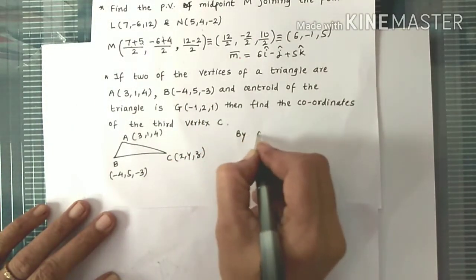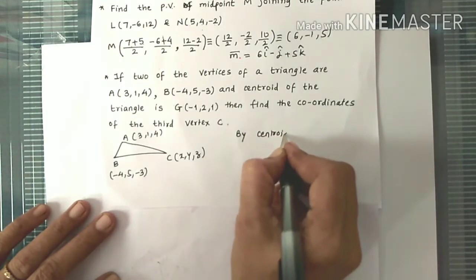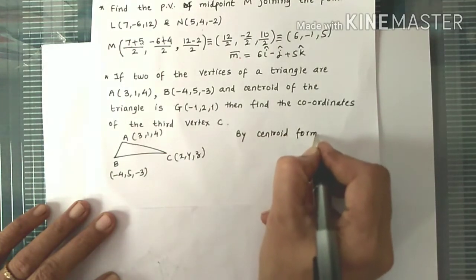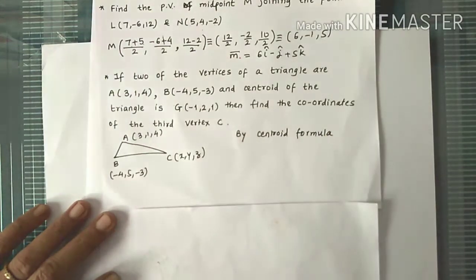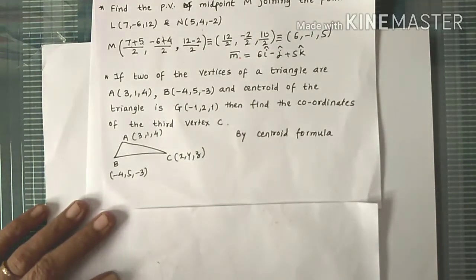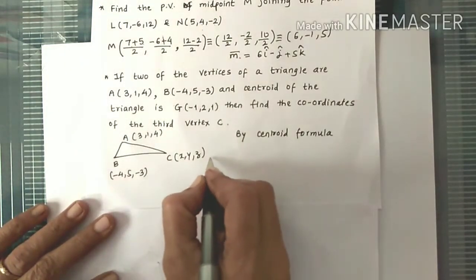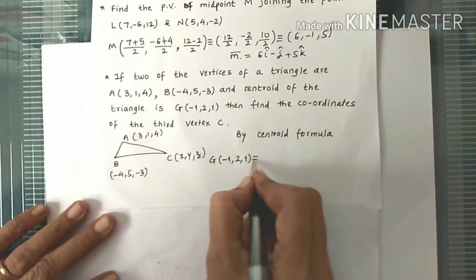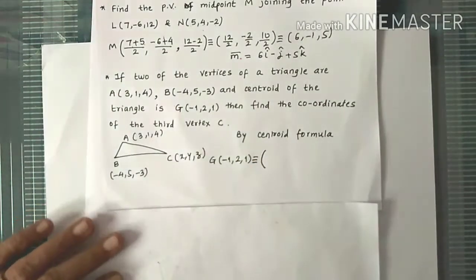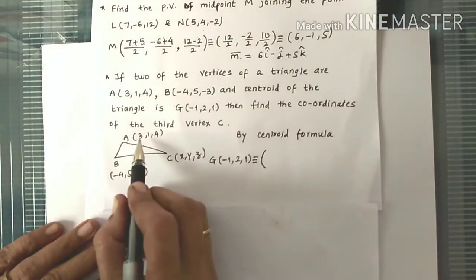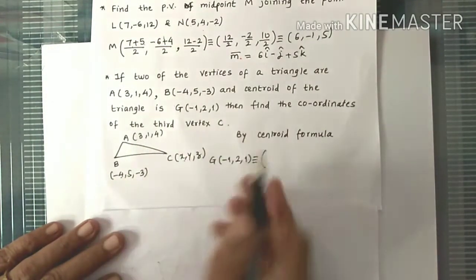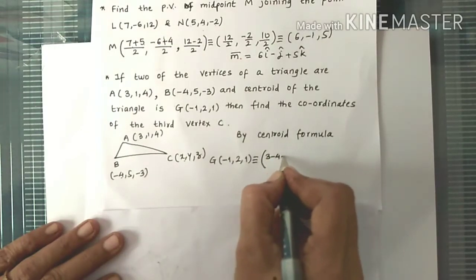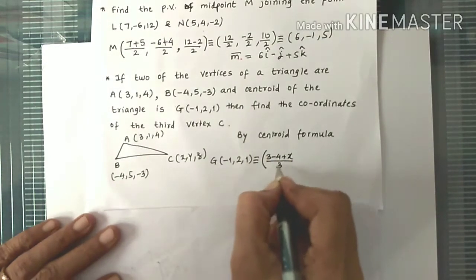So by the centroid formula, whenever you have to solve questions based on a formula, first write the formula. Here I am not writing the formula because we have just learned it, so you can write it yourself. By the centroid formula, the centroid G is (-1, 2, 1). It is the centroid of triangle ABC. So consider the vertices A, B, C, and add the x coordinates. So 3 minus 4 plus x, divided by 3.